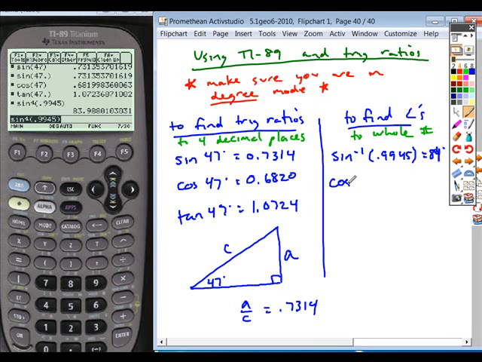I want you to see if you can evaluate the following as well. Find to the nearest whole number what each of these trig ratios represent.